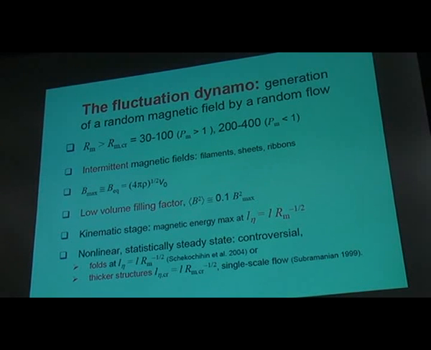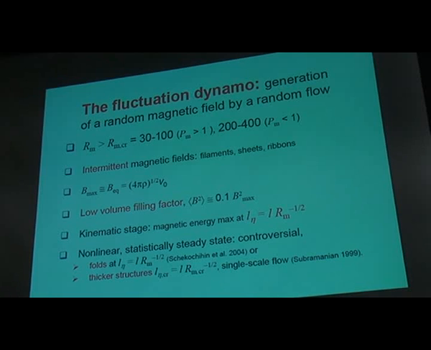The two dominant viewpoints now are the one suggested by Alexander Schekochihin and his co-authors, who say that in the steady state, the magnetic field has the shape of folds, where magnetic lines behave like this. I'm exaggerating this picture slightly, and this thickness is very small, Rm to the power minus 1/2, and this length is of the order of 1, of the energy range scale.